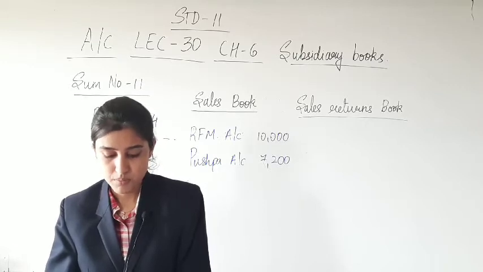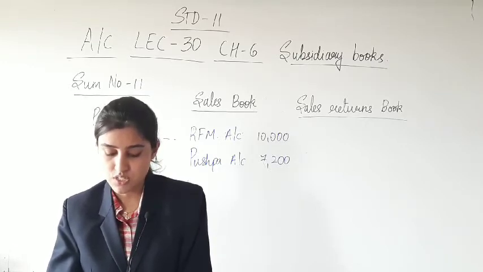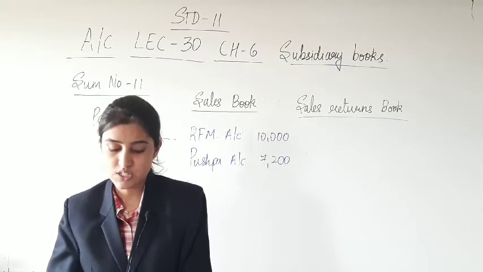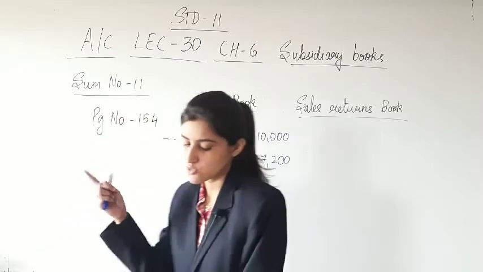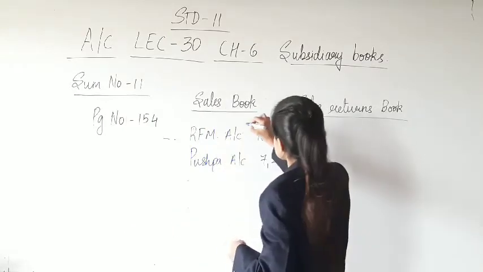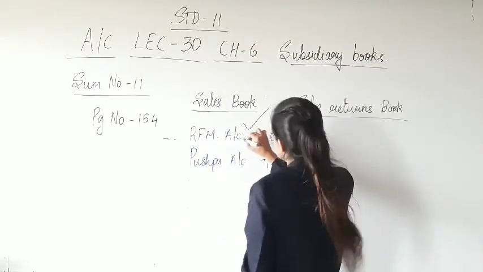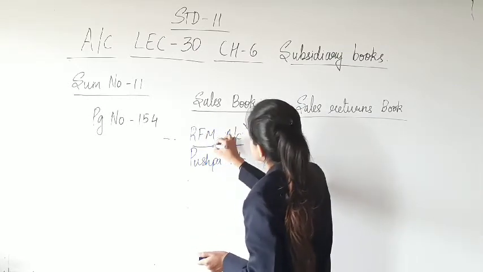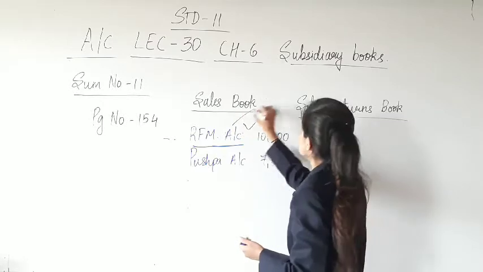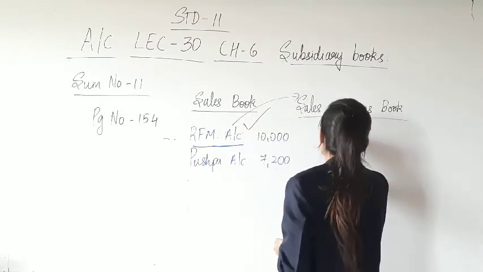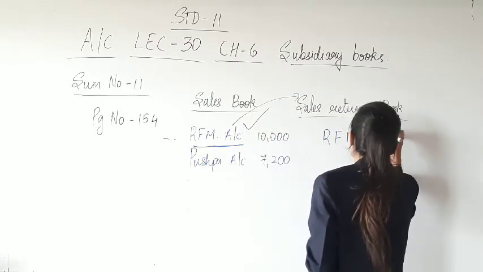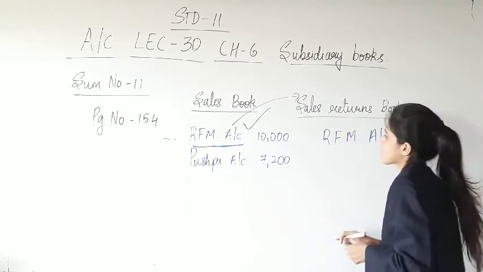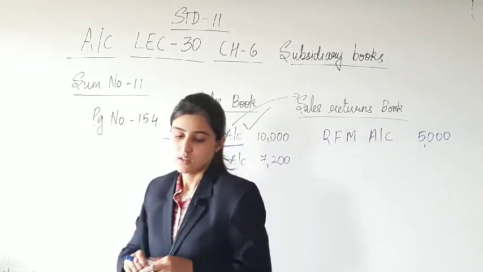Next, 15th of September, goods of rupees 5,000 is returned by Rajesh Furniture Mart. Goods received back, thus sent credit note number 16. Now Rajesh Furniture Mart is a person to whom we have sold, and is a person who is returning. So the person to whom goods are sold, if that person returns, it becomes sales return for us. So Rajesh Furniture Mart account in sales return book, goods worth rupees 5,000 is returned. Simple.